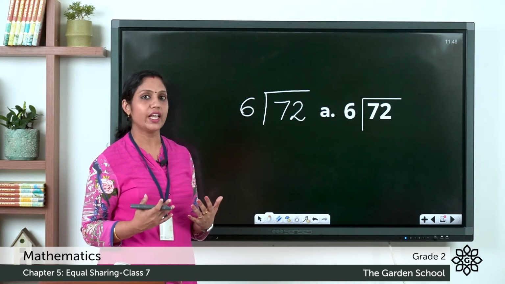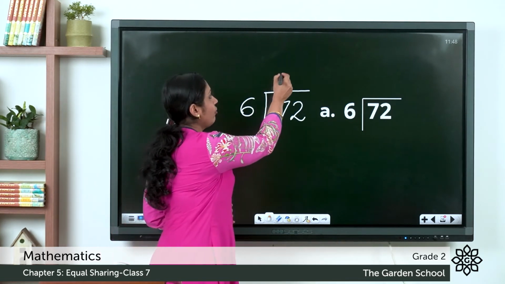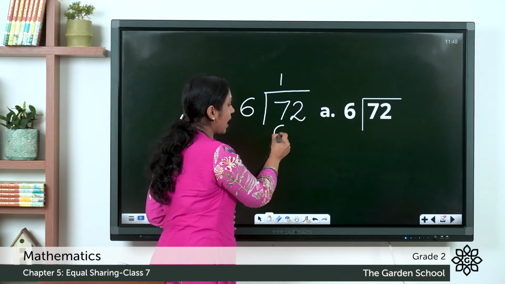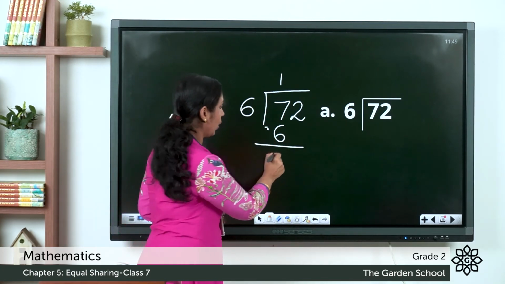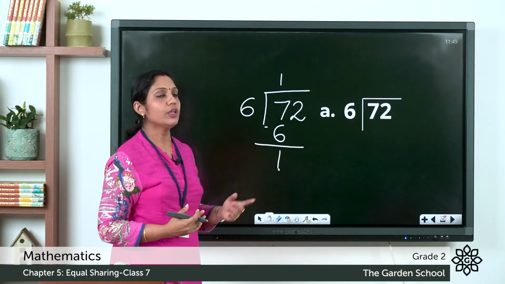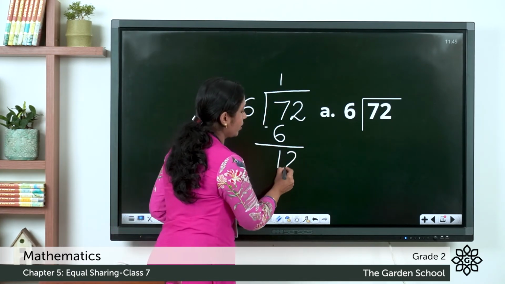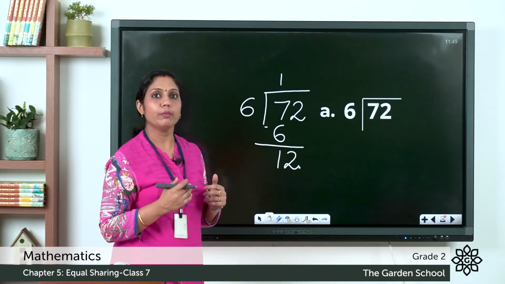Which one should we take? 6 ones are 6. 1 right on top, 6 under 7. 7 minus 6 is 1. Now what do we have to do? Bring that 2 down. Now how much did we get? We got the number 12.